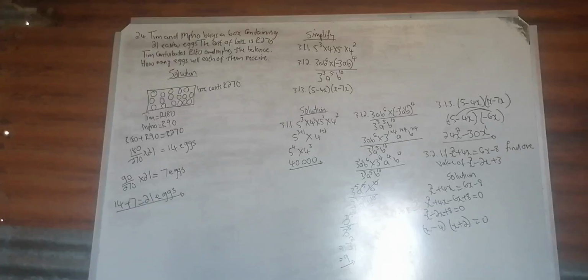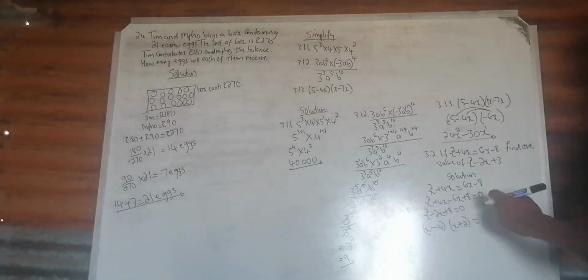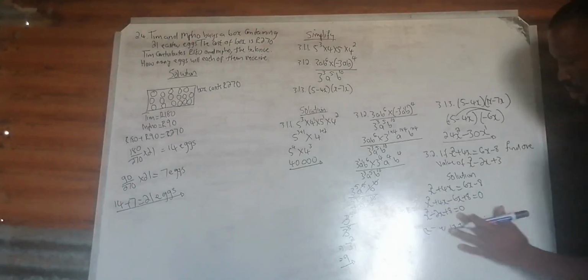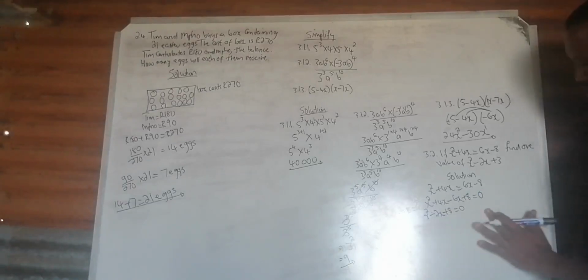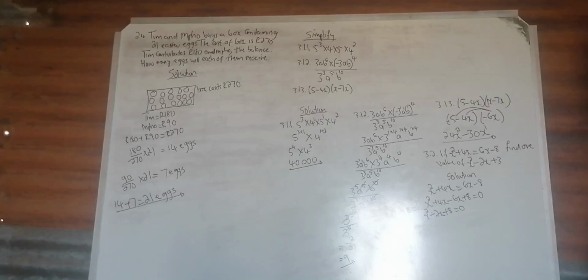x squared plus 4x equals 6x minus 8. Yes, we are correct. So I can't factorize this. It cannot be factorized. I can never find the factors of 8 that can give me negative 2. So how will I find the value of x squared minus 2x plus 3?